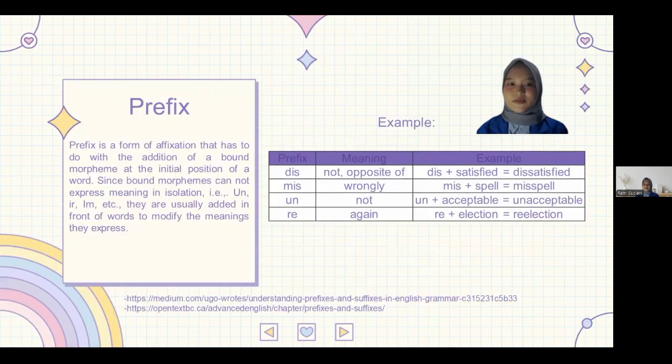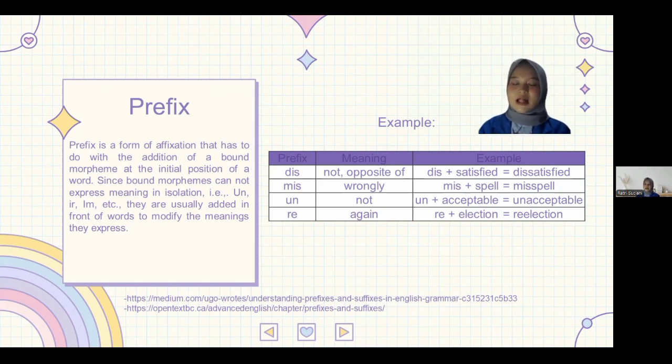What is a prefix? A prefix is a form of affixation that involves the addition of a bound morpheme at the initial position of a word. Since bound morphemes cannot express meaning in isolation, they are usually added in front of words to modify the meaning they express.